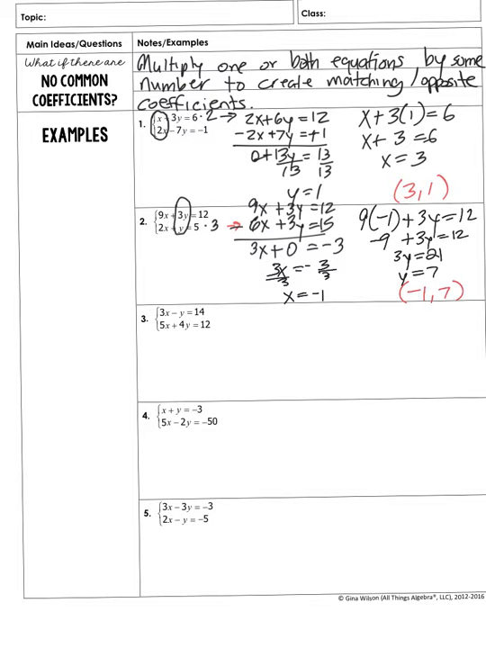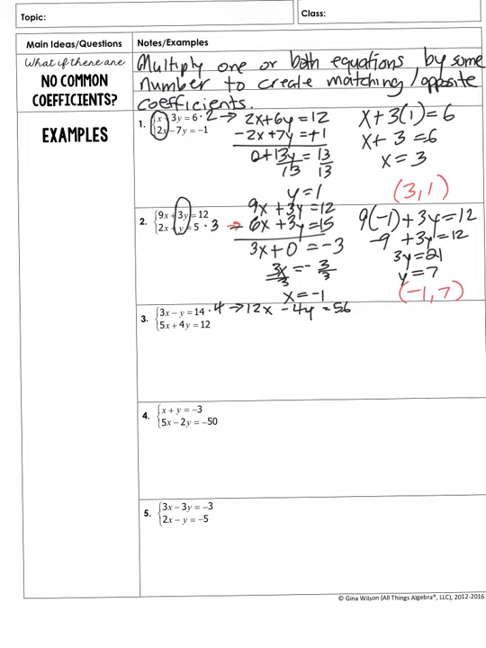Number 3, I am going to multiply the top equation by 4. If I multiply the top equation by 4, then my y terms will cancel out. And I can cancel them out just by adding the two equations together, because they already have opposite signs. It's going to be 12x minus 4y equals 56. I originally wrote 3y, but this should be 4y. There we go, get that fixed.